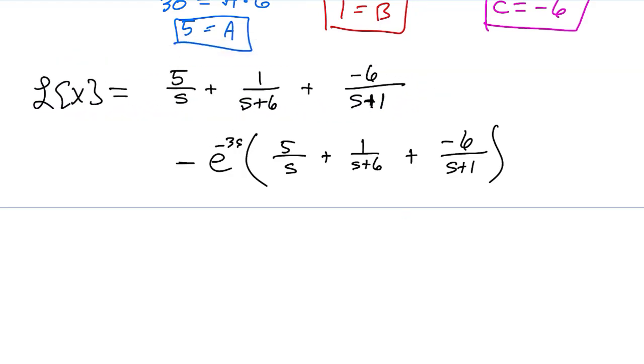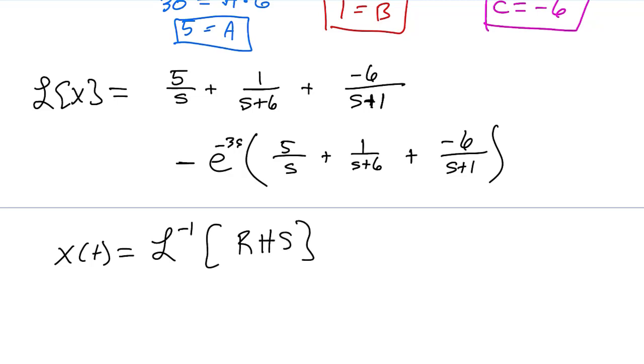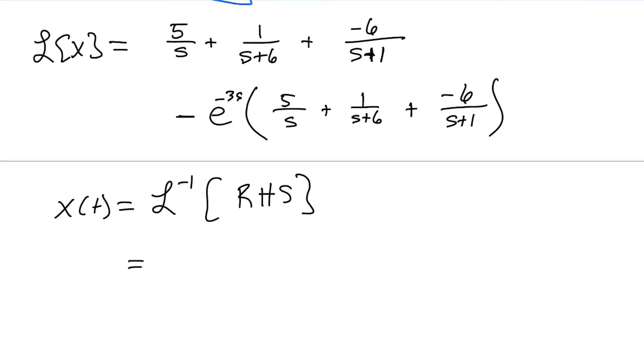And we can then find x of t by applying the inverse Laplace transform to the right-hand side. And that is going to be, well, let's see. First we have 5 over s. When we inverse Laplace transform that, we're just going to get 5. We're going to have 1 over s plus 6. That's just going to be e to the minus 6t. And then we have negative 6 over s plus 1. That's just going to be negative 6 e to the minus 1t.